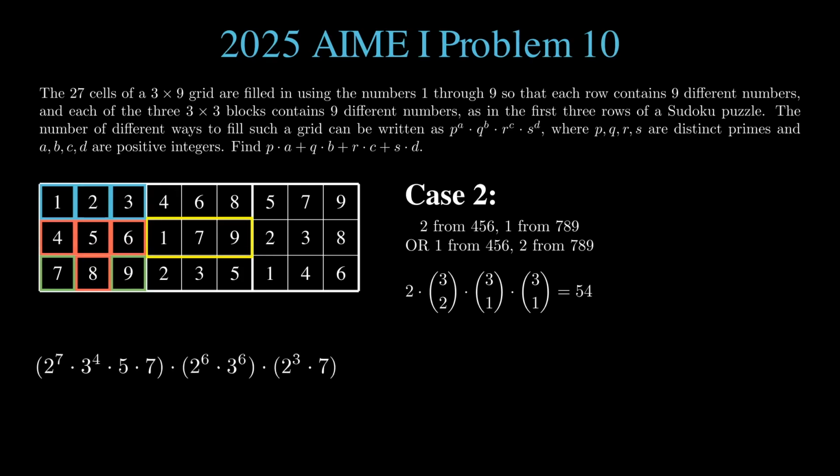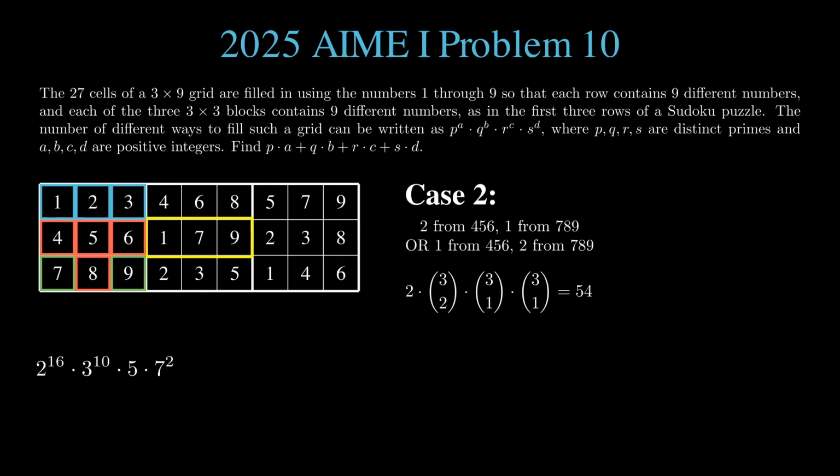So 9 factorial is 2 to the 7th times 3 to the 4th times 5 times 7. 6 to the 6th is 2 to the 6th times 3 to the 6th. And 56 is 2 to the 3rd times 7. You can combine all the powers, and we get a grand total of 2 to the 16 times 3 to the 10 times 5 times 7 squared. And that's the number of ways to fill in the board.